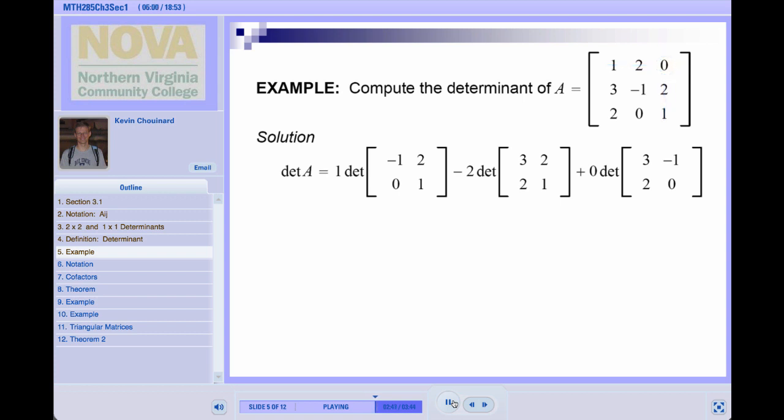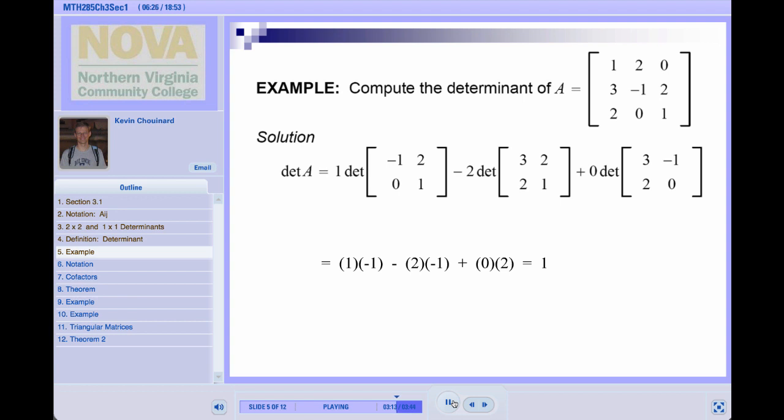So now we have the structure for this determinant. All we have to do to really finish this off now is to find the 2 by 2 determinants and then perform the multiplications and additions and subtractions. It turns out that the determinant of the first matrix is -1 because when you look at those diagonals there, the main diagonal gives you -1, subtract the other diagonal, which is 0, and you end up with -1.